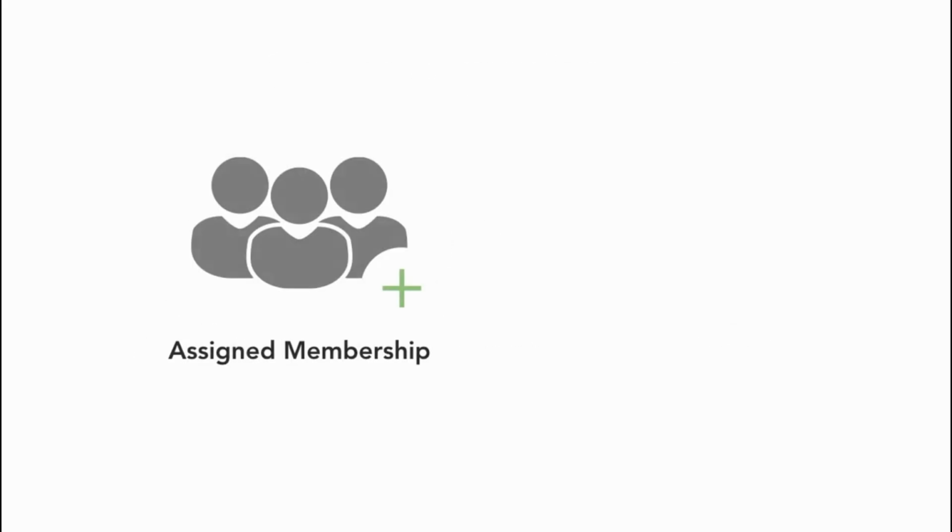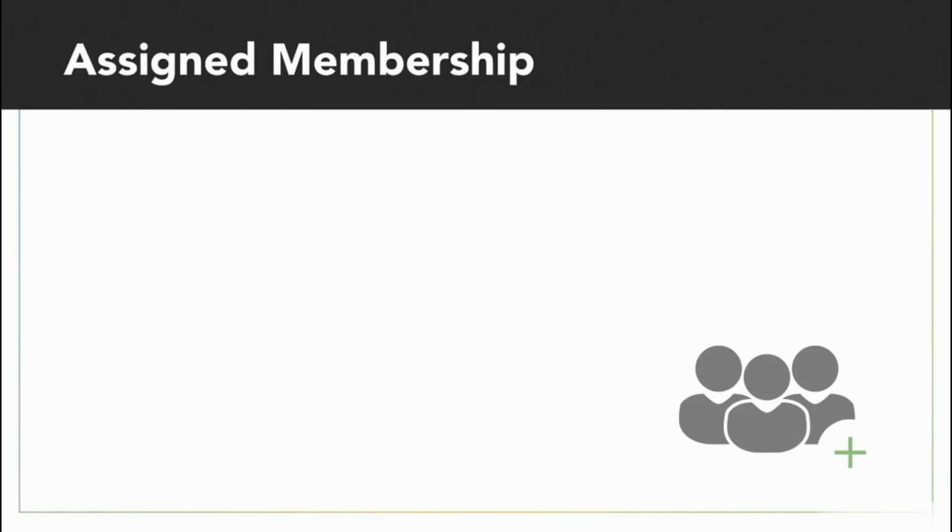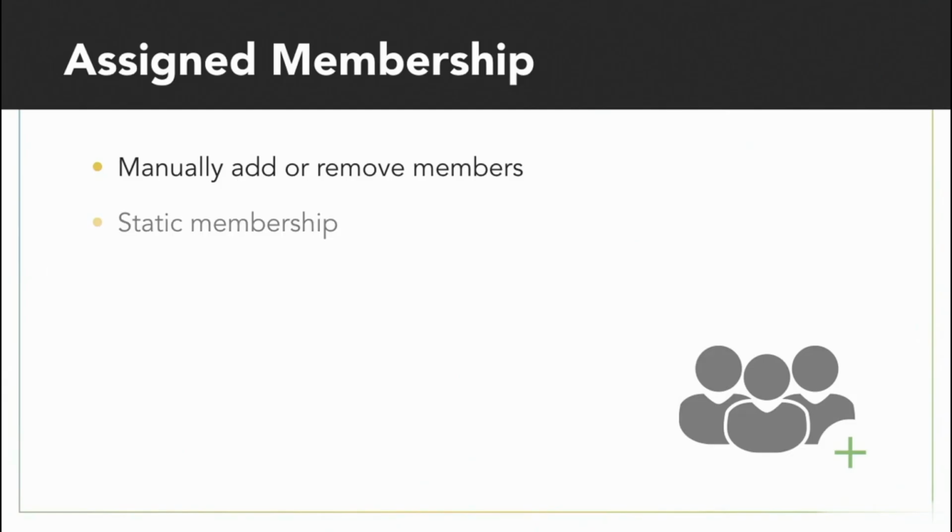All groups are stored in Azure Active Directory, and Azure Active Directory groups can be created as either assigned membership groups or dynamic membership groups. With assigned membership groups, you'll manually add or remove users or devices to the group. The group membership remains static unless members are manually added or removed from the group.